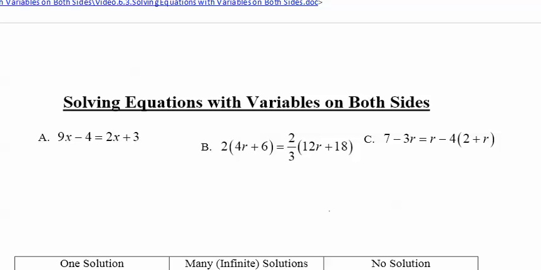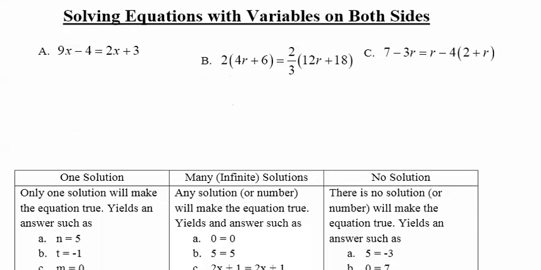Okay, so let's talk about how to solve these. Well, there's three types of solutions that you could possibly have. So when you have an equation with variables on both sides, you could have one of three types of solutions. The first type is one solution, then many solutions or infinitely many solutions, and no solution. So individually, we're going to solve these three problems to talk about what each one of those means, okay?